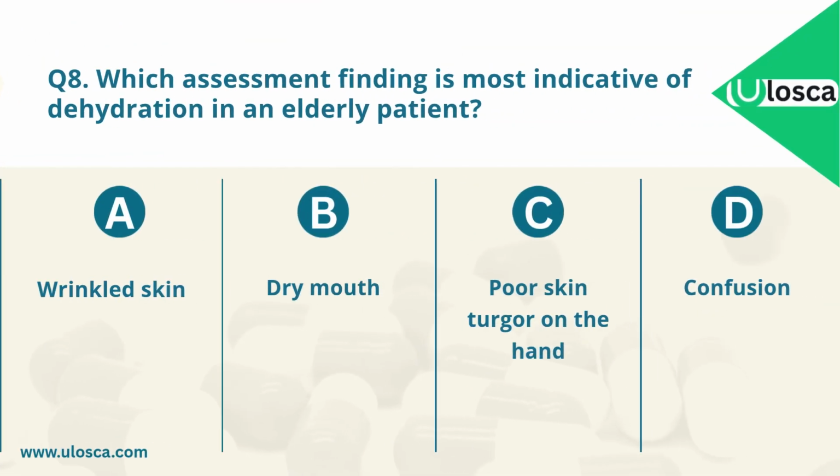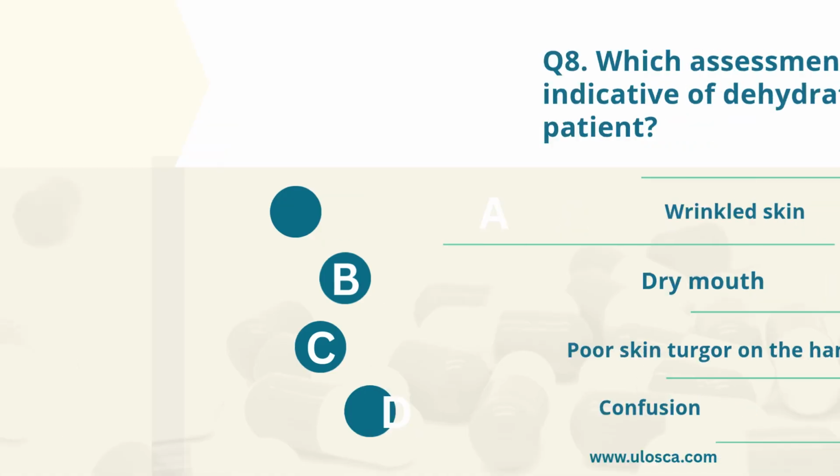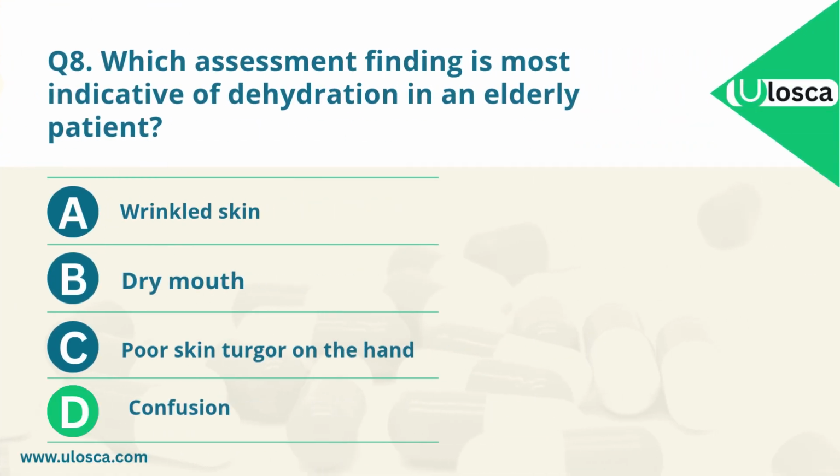Question 8. Which assessment finding is most indicative of dehydration in an elderly patient? A. Wrinkled skin. B. Dry mouth. C. Poor skin turgor on the hand. D. Confusion. Which one is the correct answer? The correct answer is D. Confusion.